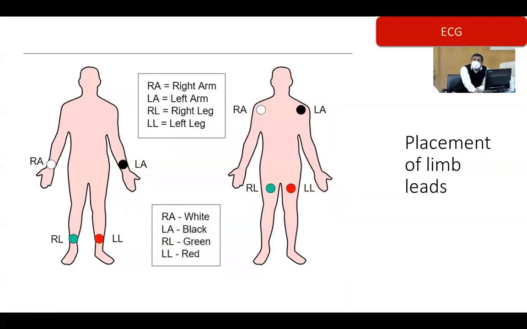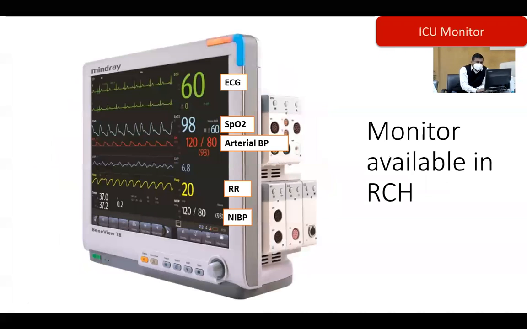And now coming to the placement of the peripheral leads, how you can place it. You will have that written on the peripheral lead itself, and if it is missing, you can find out from this color: right arm white, left arm black, right leg green, and left leg red. So with this, you can go for ECG limb placement, and you can take the ECG accordingly.